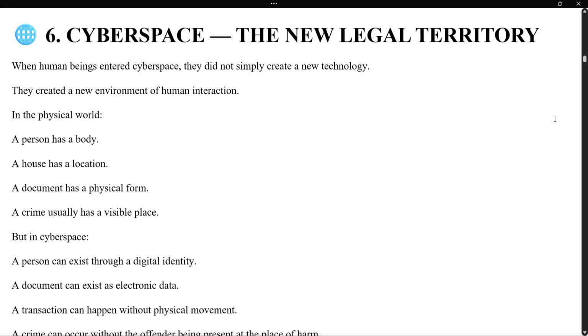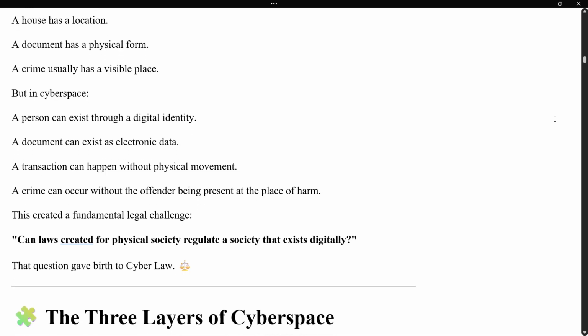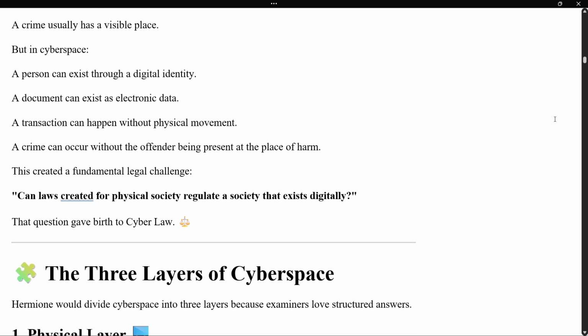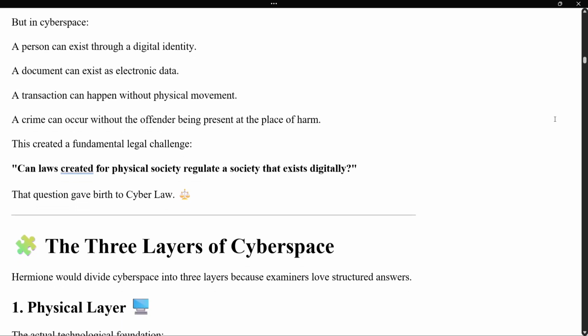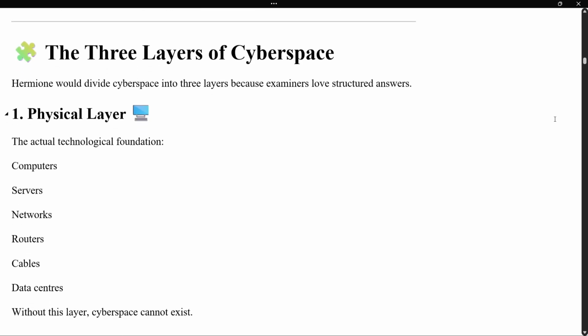But in cyberspace, a person can exist through a digital identity. A document can exist as electronic data. A transaction can happen without physical movement. A crime can occur without the offender being present at the place of harm. This created a fundamental legal challenge. Can laws created for physical society regulate a society that exists digitally? That question gave birth to cyber law.